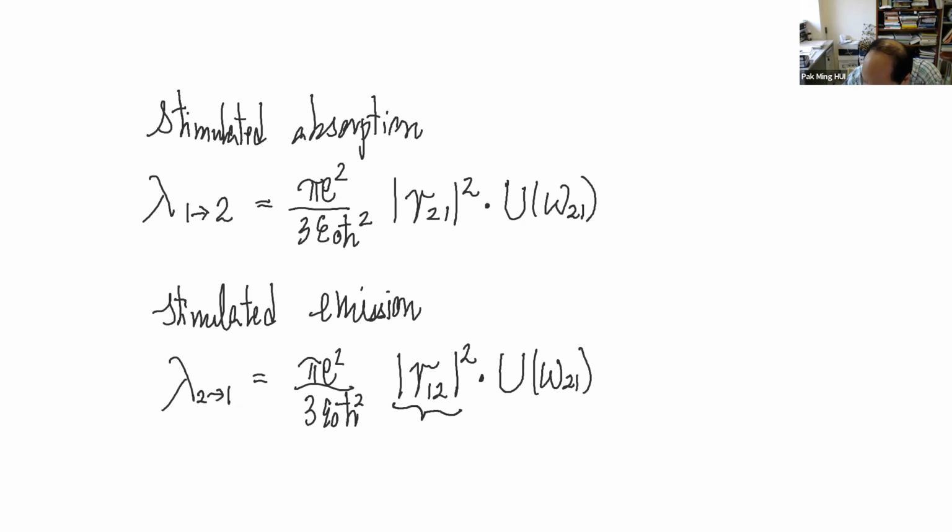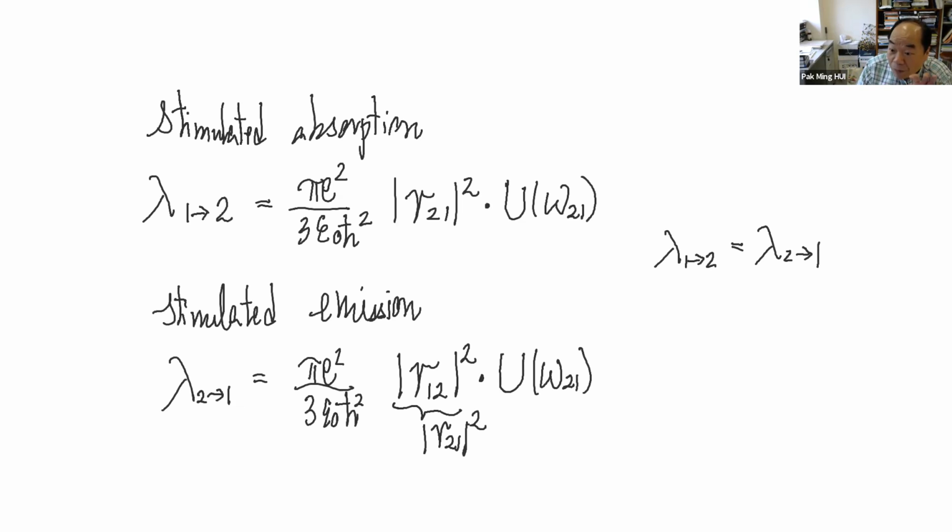However, this is the same as R21 square. That is to say, we found that lambda 1 to 2 is the same as lambda 2 to 1 under the same incidence condition. So this is what we got last time.